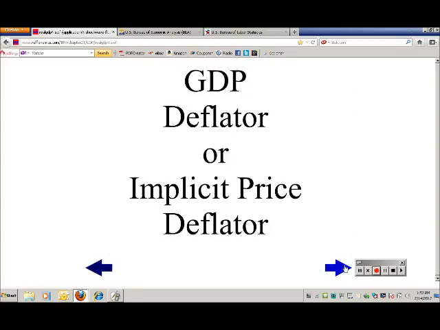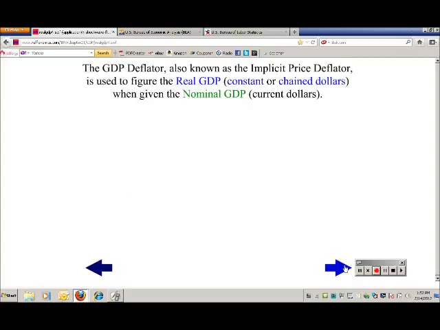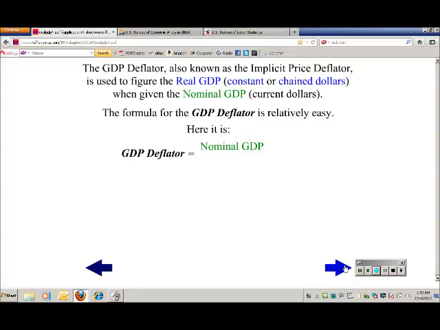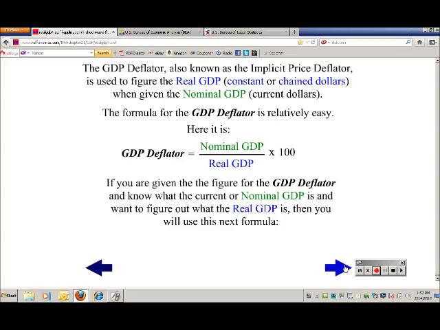There's also another measure that is related to GDP, which is called the GDP deflator, also known as the implicit price deflator. When we're taking a look at GDP, the deflator is used to figure out real GDP when given nominal GDP. So it's a formula for the GDP. It's relatively easy. GDP deflator is equal to the nominal GDP divided by the real GDP multiplied by 100.